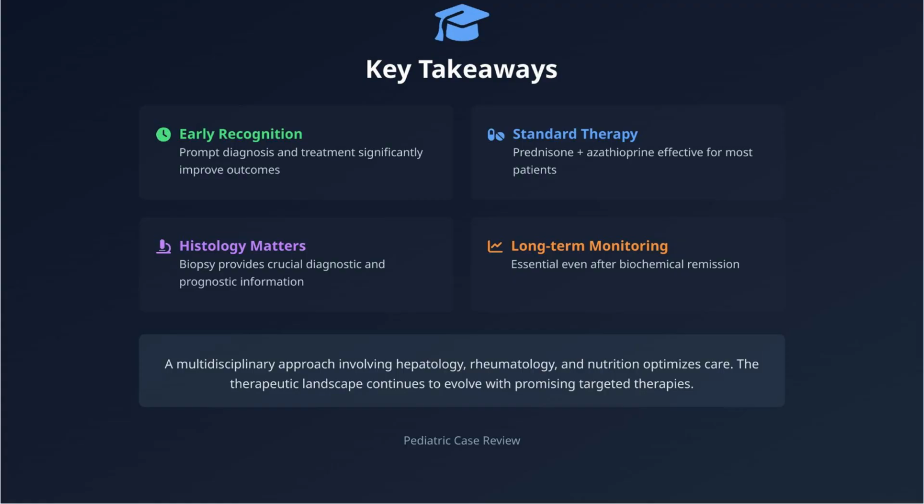To summarize our comprehensive review of autoimmune hepatitis in children, remember these key points. Early recognition and prompt treatment significantly improve outcomes. The standard regimen of prednisone and azathioprine remains effective for most patients. Histological assessment provides crucial diagnostic and prognostic information. Long-term monitoring is essential even after biochemical remission.